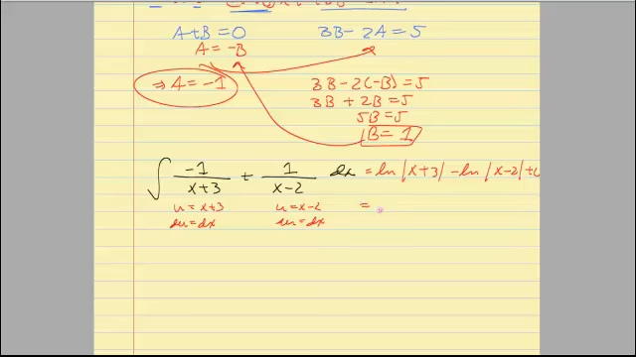Now sometimes you'll see this written a little bit differently because this is a log x plus 3 minus log x minus 2, and we know the log of a quotient is the difference of the logs, and so the difference of the logs should be able to be rewritten as the quotient. So we have x plus 3 over x minus 2 plus c. So that's how that integrates.